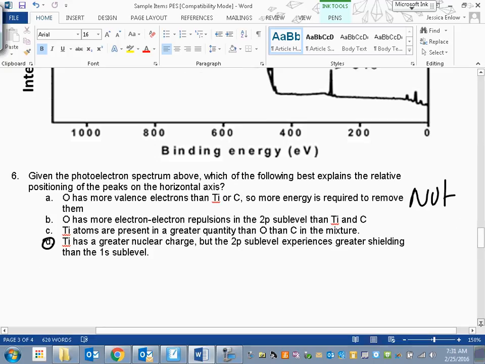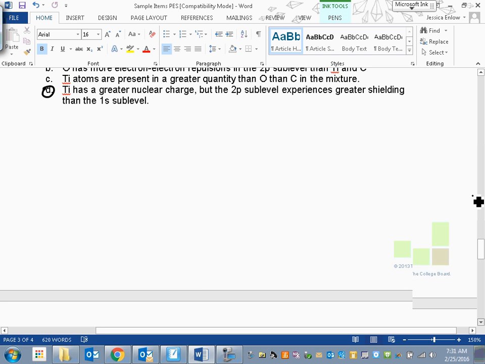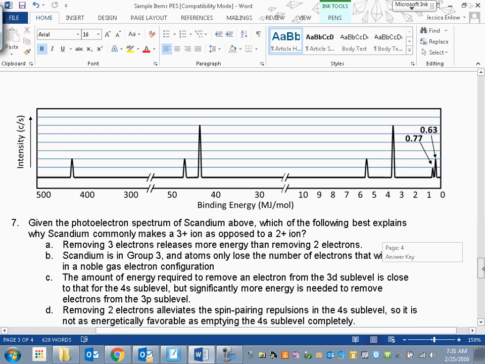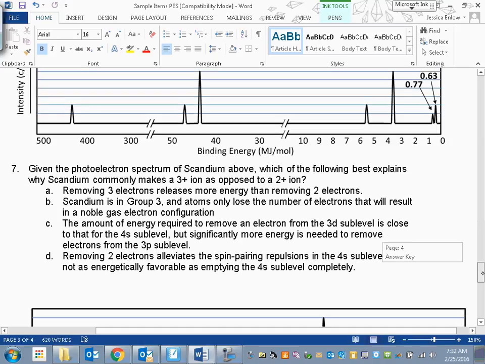Okay, last one for you guys. Given the photoelectron spectrum of scandium, which column best explains why scandium only makes a 3+ rather than a 2+? What did you guys say? C. Good. C. Why?